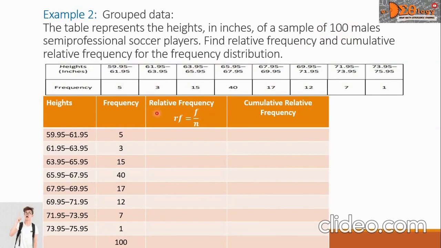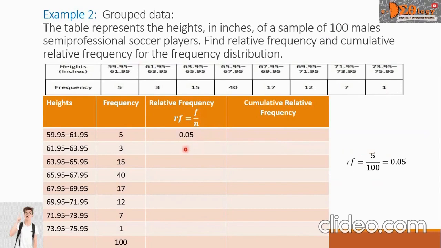Next is the relative frequency. This time, we are going to use this formula to express and show that relative frequency can be decimals also. Let's begin with our first blank. So Rf equals the f, and that is the 5, over the n, which is 100. And the quotient is 0.05. We will copy this value in the first row.